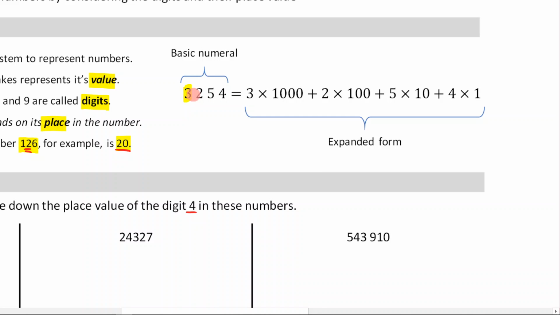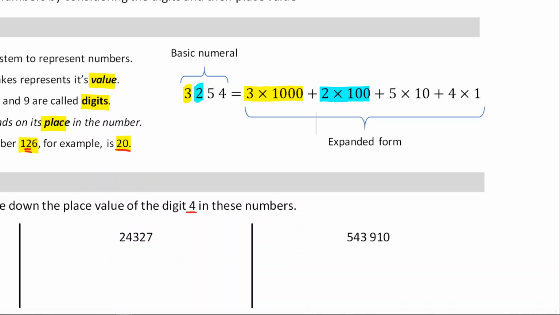The first digit is 3, and based on its place, we know that it's going to be 3,000 because it's in the thousands column. So that means it's going to be 3 times 1,000, which is 3,000. The next digit that we need to look at is this 2. And we know that this 2, based on its place, is going to be worth 200 because it's in the hundreds column. So that's going to be 2 times 100 is 200.